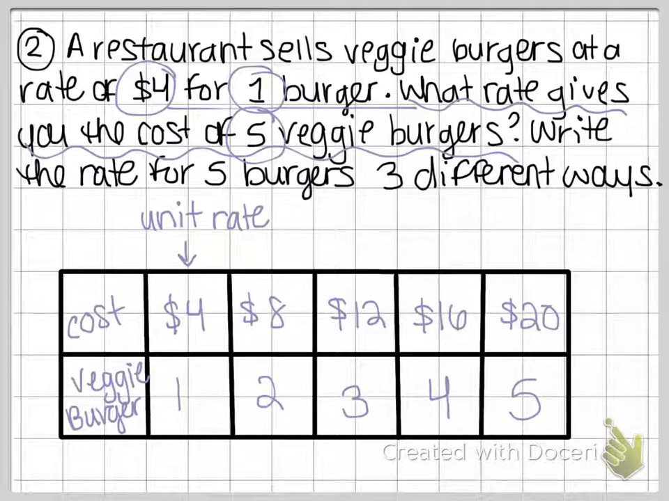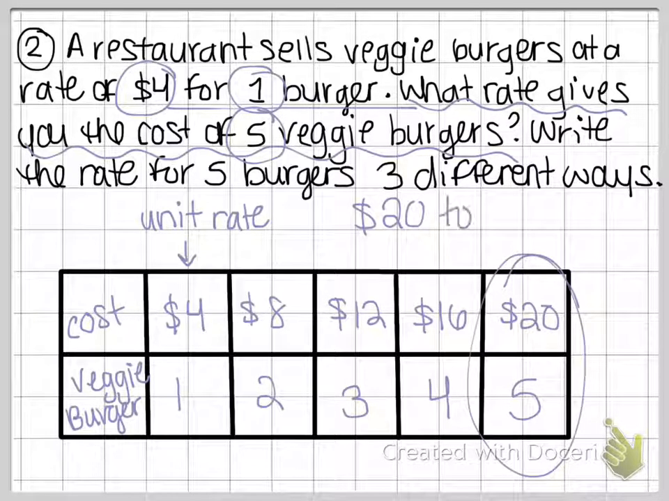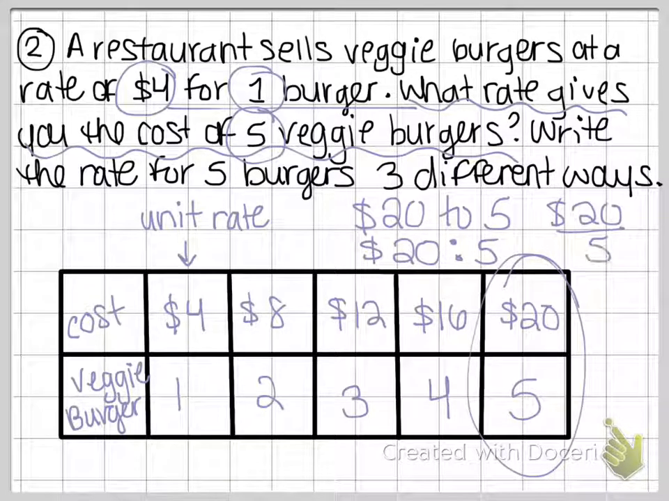All right, sorry, I just got distracted and forgot what I said last. But anyway, write the rate for 5 burgers 3 different ways. Here is our rate. We're comparing the cost to the number of burgers. So that would be 20 to 5. If you have room underneath your table, you can squeeze it in. Then I'm going to switch it up, 20 to 5, and then 20 over 5.